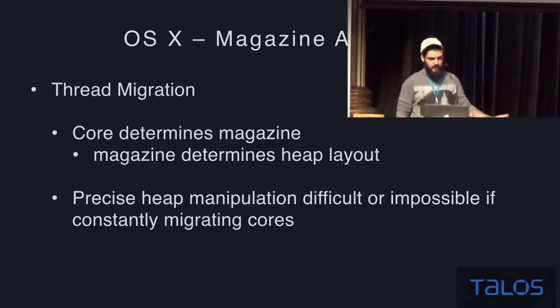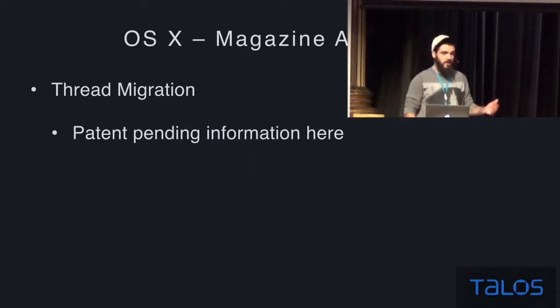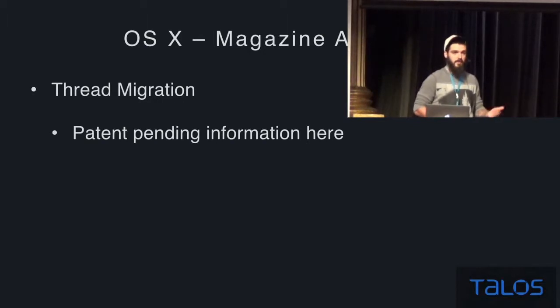So the core determines the magazine, and the magazine determines the heap layout. It's almost impossible with migrating cores to set up your heap properly for exploitation. Apple actually has a patent on all this information. It's like a 4,000-page document. I don't know how to read patents, so I didn't put any information here, but you can Google it yourself.